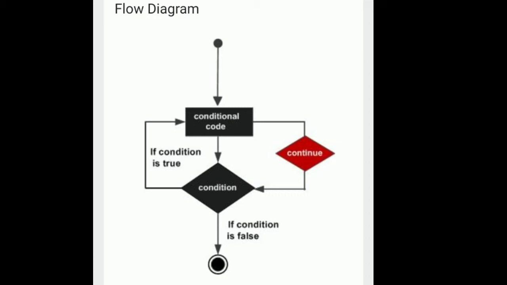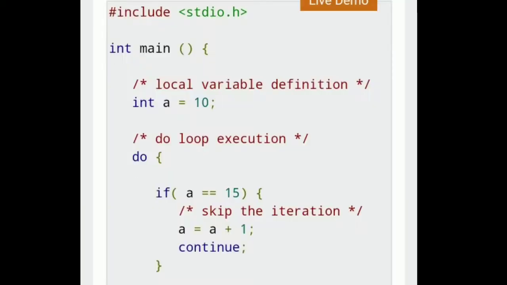Then we are going to a simple program for the continue statement. Hash include, into main function. The curly brace is started. The quotation is the same as the comment box. Local variable definition, that is the declaration, int a is equal to 10. Here the do loop execution is started. Do, some comment, the curly brace is started. If a double equal to 15, skip the iteration. Here we are doing a do while loop.